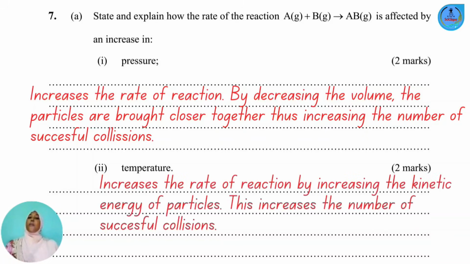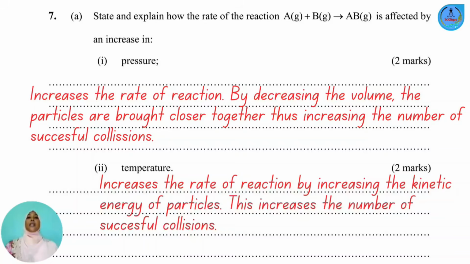Now, Roman 2, temperature. When we talk about temperature, temperature increases the kinetic energy of particles. So it causes the particles to move faster. And if particles move faster, they are more likely to collide with one another. So increasing the temperature increases the kinetic energy of the particles. This increases the number of successful collisions. What are successful collisions? These are collisions that lead to the formation of products.